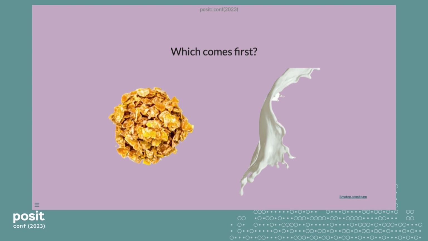So, an experience you may have had at breakfast this morning, not in this hotel, but wherever you had breakfast, is if you were to have cereal, which comes first? The cereal or the milk? And there are all sorts of answers. There's also questions like, why cereal? What kind of cereal? Should it be sugary, organic, whole grain? And then what kind of milk?